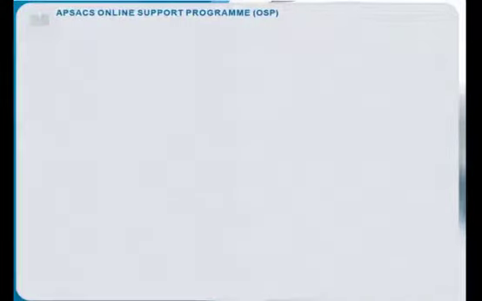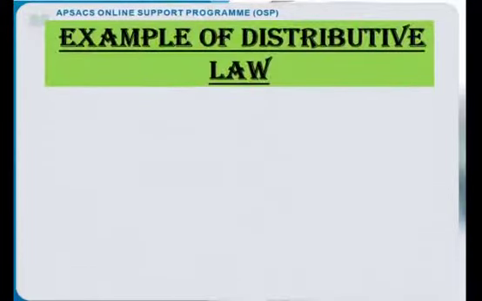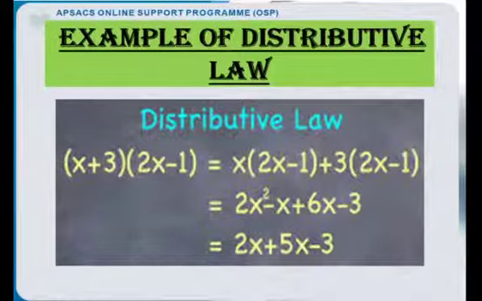We are now going to discuss an example of distributive law. See, x plus 3, bracket 2x minus 1. Now this x is going to multiply with this whole bracket, and this 3 is again going to multiply with this whole bracket. x is multiplying with 2x minus 1, and plus 3 is again multiplying with 2x minus 1. How are we going to expand it? x times 2x is 2x square, x times minus 1 is minus x, 3 twos are 6x, plus minus 3 ones are 3.